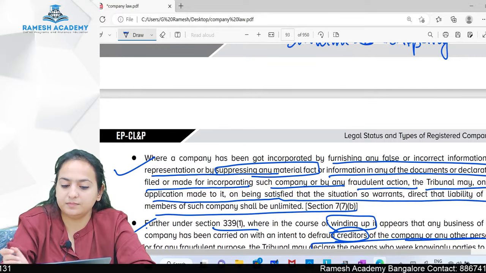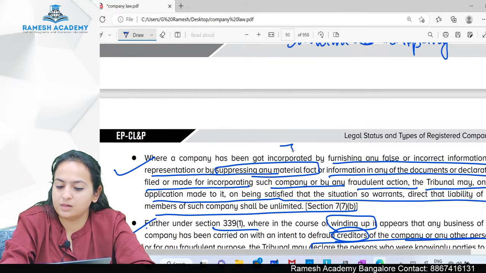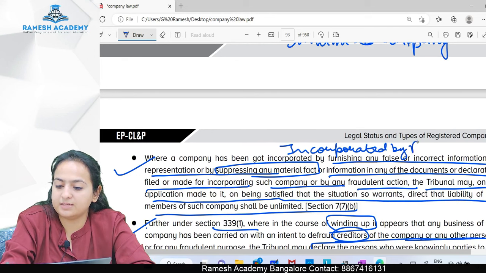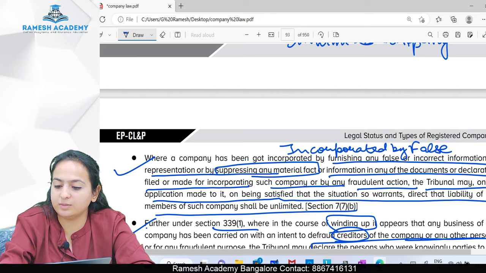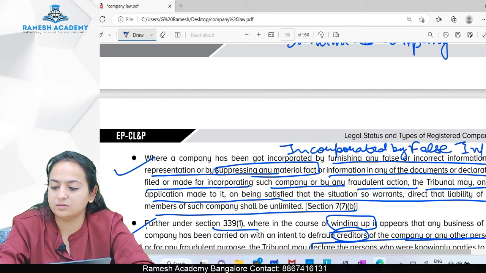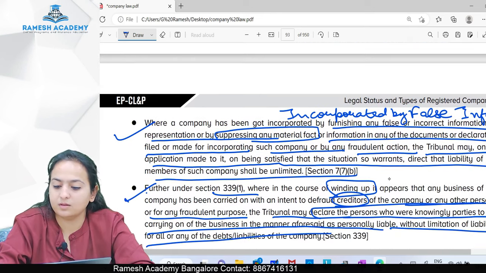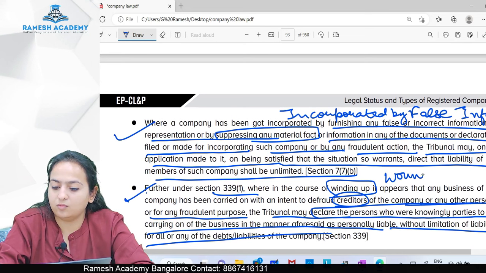Third point, incorporate. This is a heading. This is how you will remember the point. By false information, wound up process.